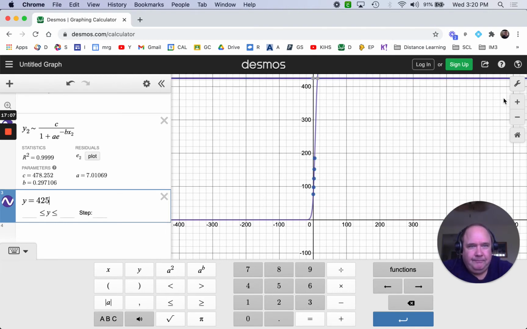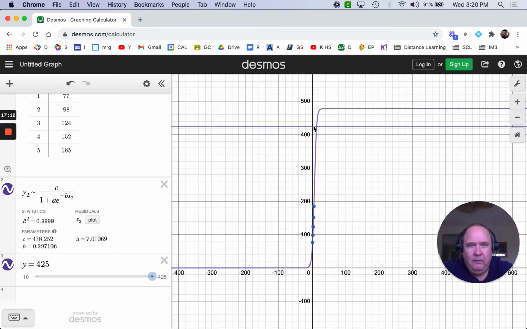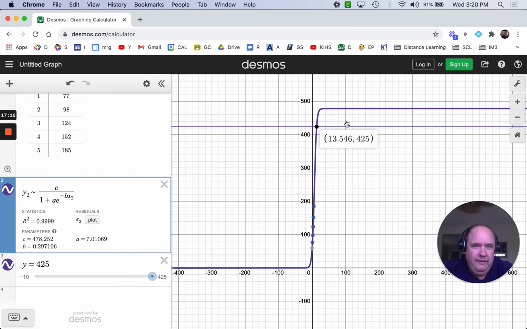And then the first gray area is the y-intercept. I don't want that. I want to know where they intersect. So where do these intersect, the logistic growth curve and 425? And that tells you the time. So 13.546. And we have our answer. I don't know if you've ever solved an equation using a graphing calculator, but it's pretty powerful and simple to do.